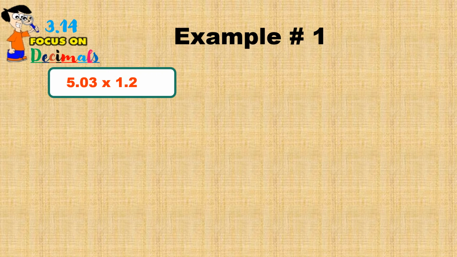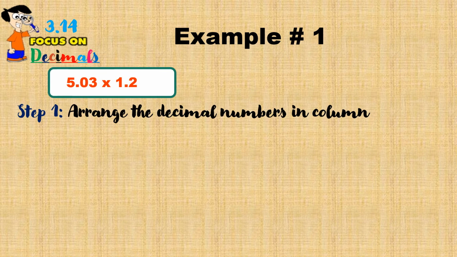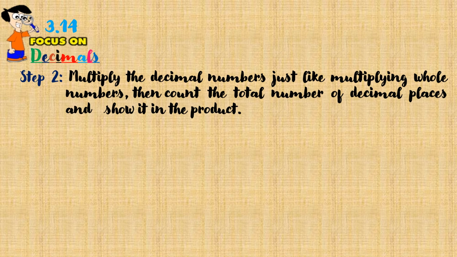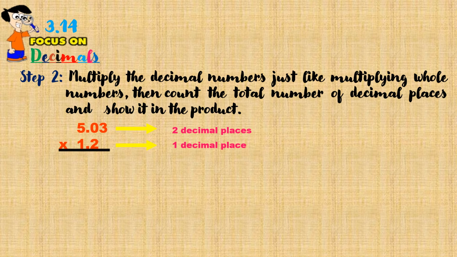Example number 1. 5.03 times 1.2. To answer the given, let us apply the steps in multiplying decimals. Step 1. Arrange the decimal numbers in column. Step 2. Multiply the decimal numbers just like multiplying whole numbers. Then count the total number of decimal places and show it in the product. 5.03 has 2 decimal places. 1.2 has 1 decimal place. Now, let us multiply.